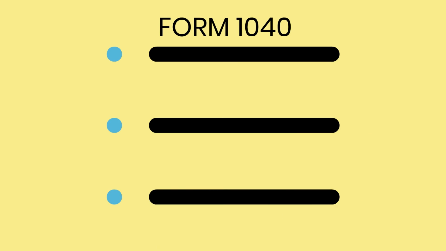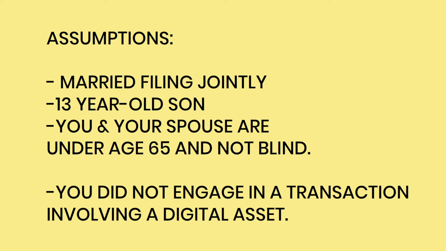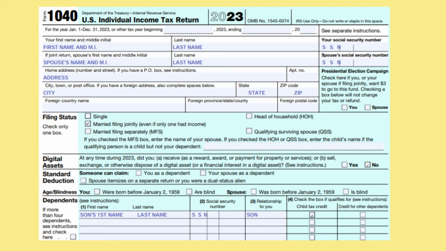I am with How To Taxes, and I'm here to help you fill out your 2023 tax return with line-by-line instructions. At the top of the form, put your name, your spouse's name, your address, your social security numbers. If you want $3 to go to the presidential election campaign fund, you or your spouse can check a box.